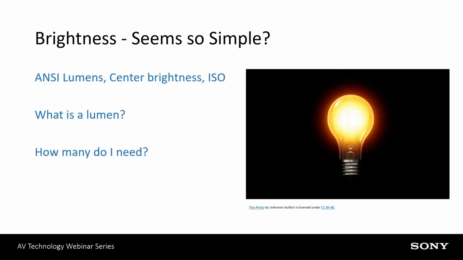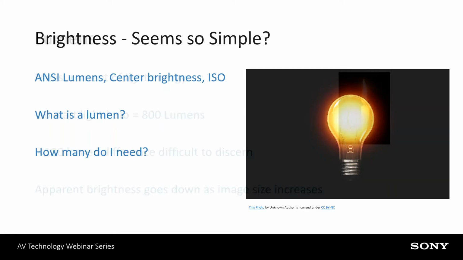So brightness seems simple enough. Brightness is how much light does the projector put out? Well, it is, but it's probably also not quite that simple. When you talk about brightness, you'll see specifications, something called an ANSI lumen. There's center brightness measurements. There's the ISO has a standard. The real question is what is the lumen and how many do I need?